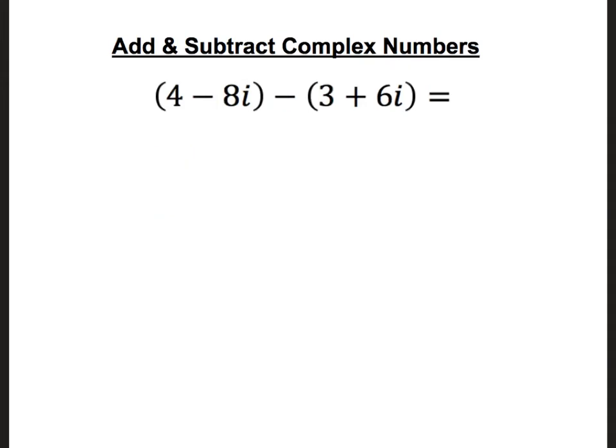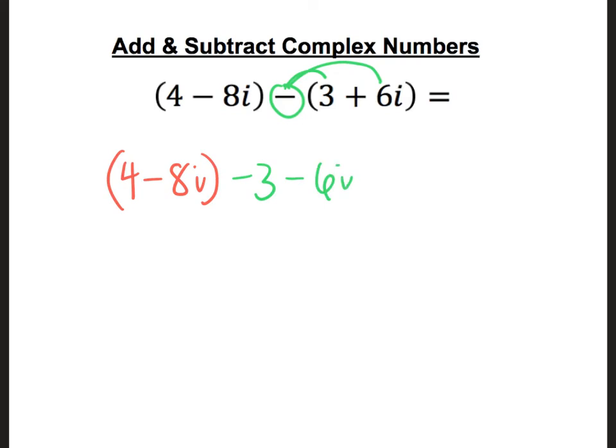To subtract, you sort of do the same thing, but like when we were subtracting polynomials, you have to distribute your negative. So the first part is still going to be 4 minus 8i, and then if I distribute my negative, we get minus 3, and then minus 6i. Again, we're going to combine the things that look the same, so I'm going to do 4 minus 3 plus negative 8i minus 6i. When I do 4 minus 3, I get 1. And then when I do negative 8 minus 6, I get negative 14i. And that should be your final answer.